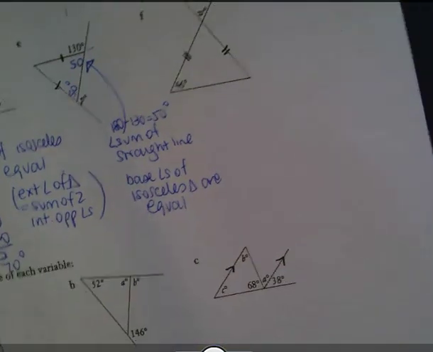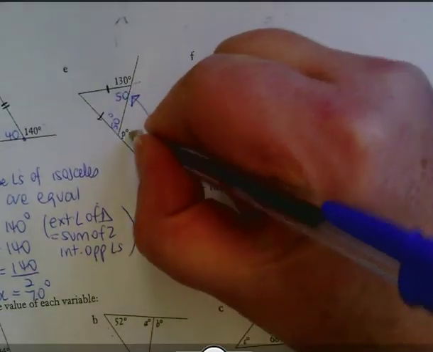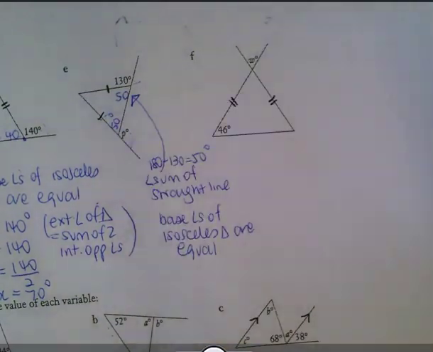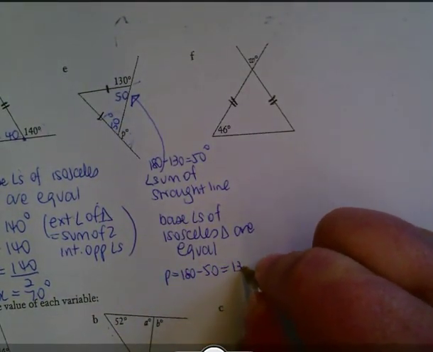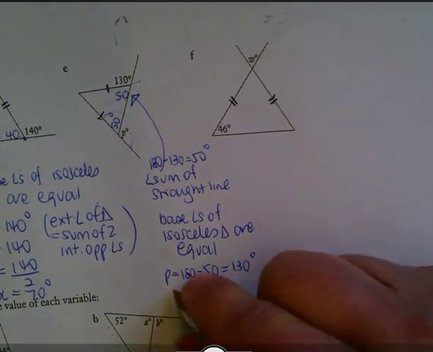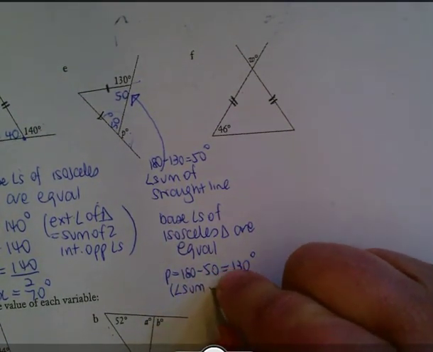Now, what are you going to use for the P? Why don't you just use, yeah, P is 180 minus 50, which is 130. What would be your reason for that? Angle sum of straight line. That's it.